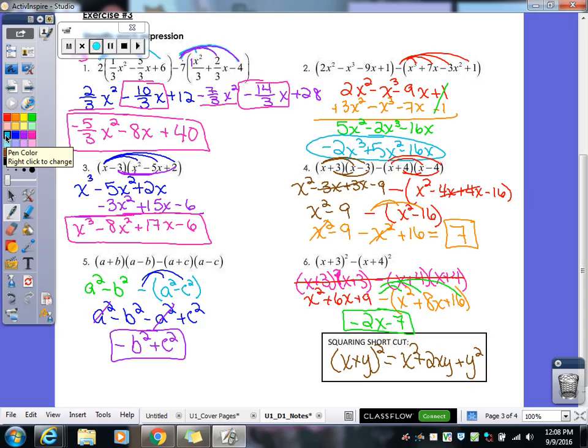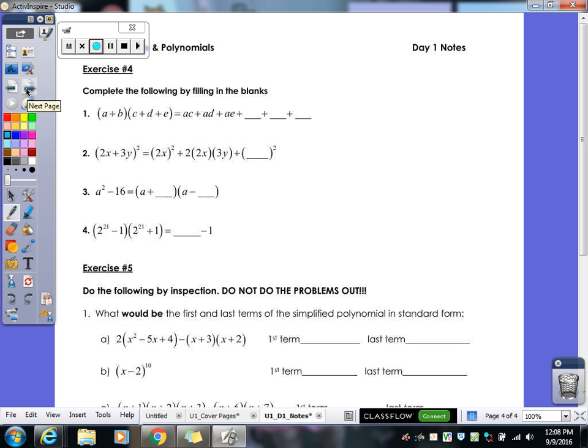All right, I think we got one more page. Yeah, we do. Okay, so we're just filling in some blanks. We have a binomial times a trinomial. First I can tell they distributed the a through. So what would be our second step? Distribute the b. So this should be bc, and then bd, and then be.